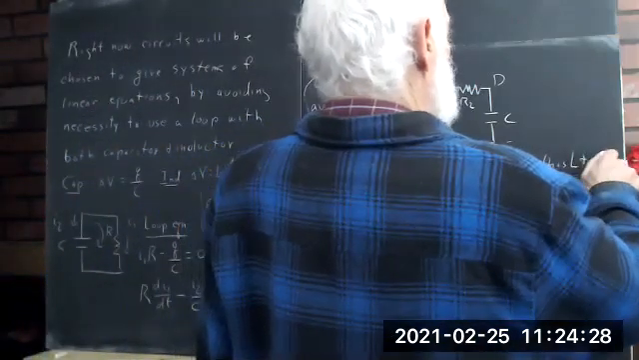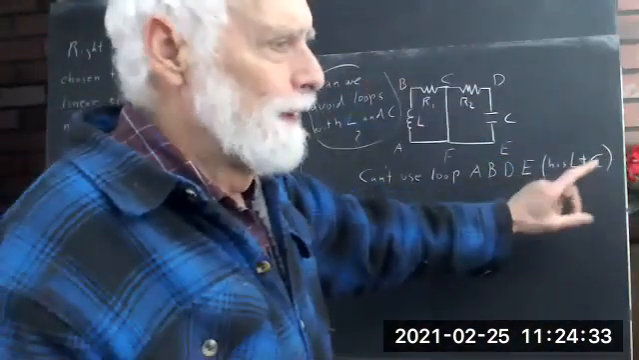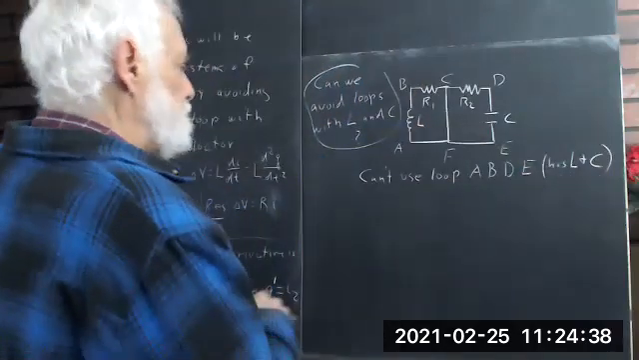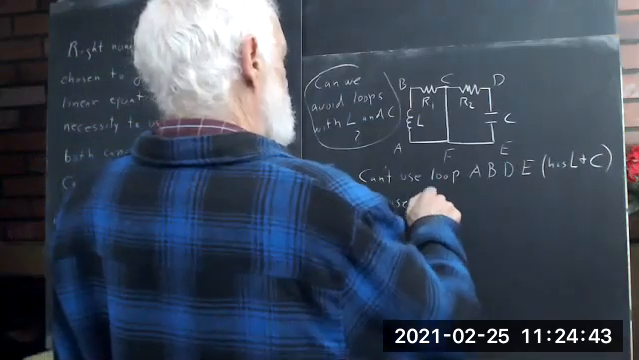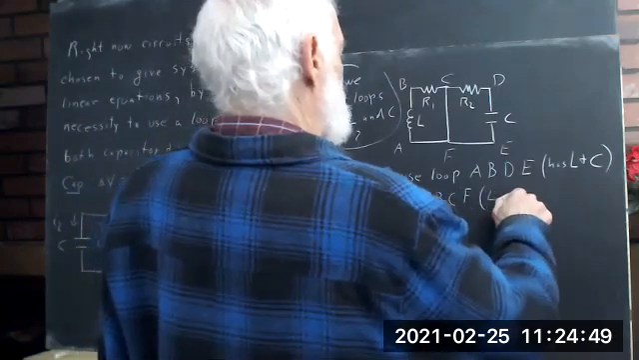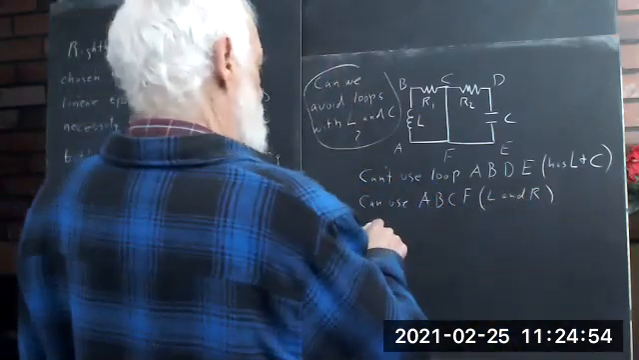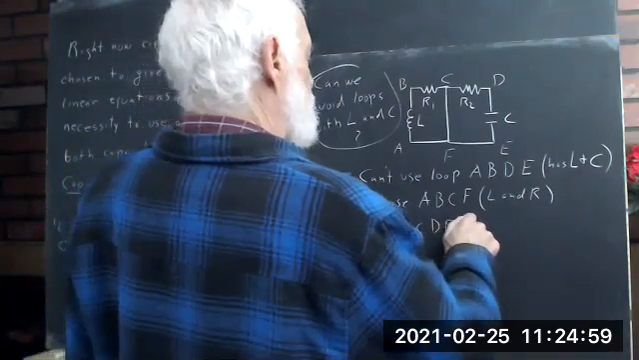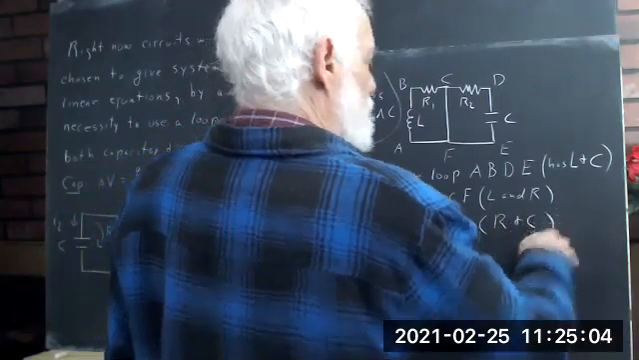as an inductor and a capacitor. I'll use L. L doesn't stand for inductor, it's an inductance. So we have an inductance and a capacitance in that loop. We can use ABCF, which has inductance and resistance. And we can use CDEF. It has a resistance and a capacitance.